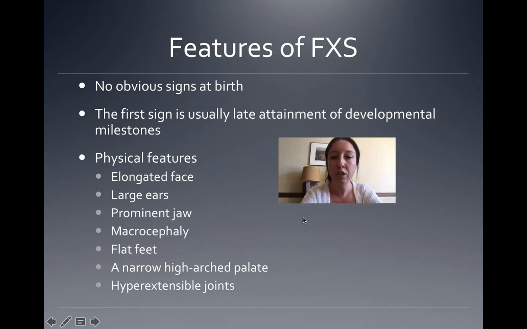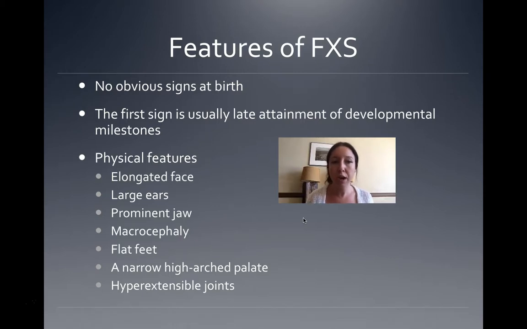So we know with Fragile X, at birth, like it mentioned, there are no obvious signs. It's usually not until later on, specifically the attainment of developmental milestones like walking, talking, sitting unassisted, when things are first noticed. If someone doesn't realize that they're a carrier and it hasn't affected their family, usually if somebody in the family already has the disorder, that kind of alerts folks to know that they may be a carrier for the disorder.